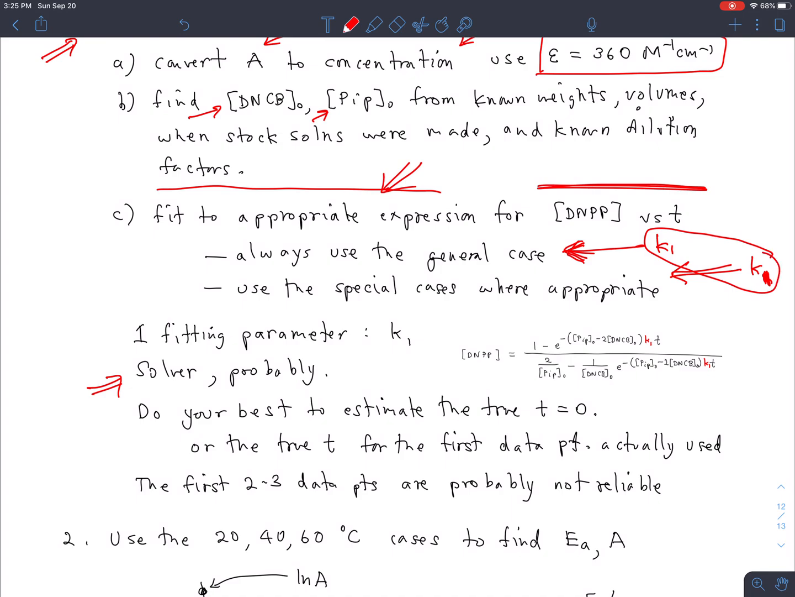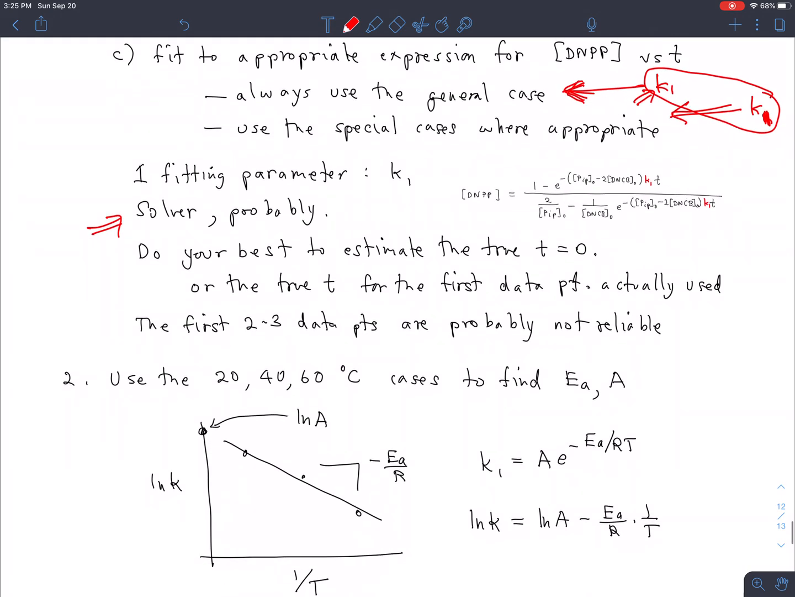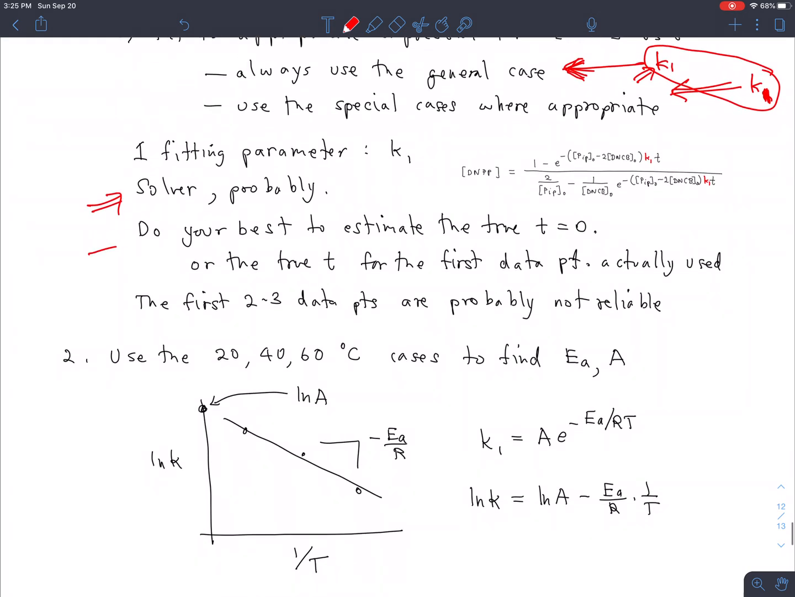They won't be exactly the same, right, because you're not using exactly the same fitting function. And you should see how close they are. Probably the one that used the general case as the fitting function will be the more reliable one. Yes, here's what I said already, that you have to estimate the true time at which you first start fitting the data.